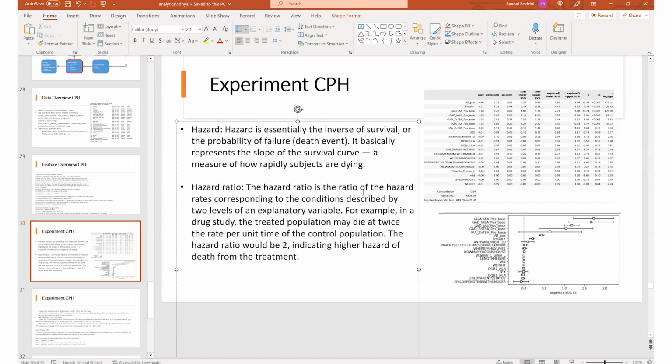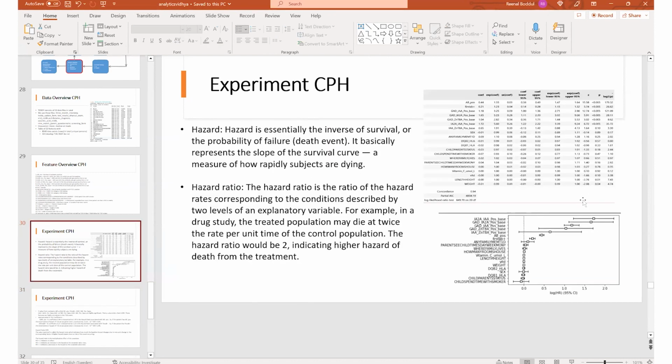Then the hazard ratio is the ratio of the rates corresponding to the conditions of the 2 levels of the explanatory variable. For example, in a drug study, the treatment population may die at twice the rate per unit time of the control population. The hazard ratio will be 2, indicating a higher hazard in the treatment group. So it's basically the ratio between the 2 groups: group 1 where the treatment is given and group 2 where it is not.